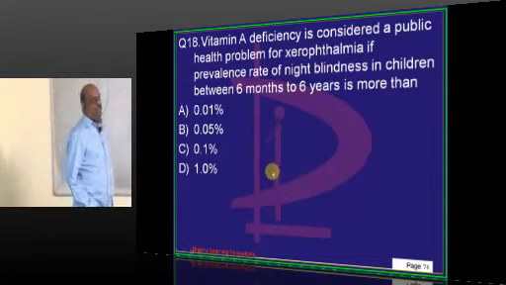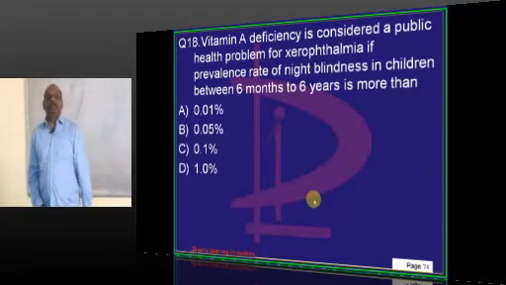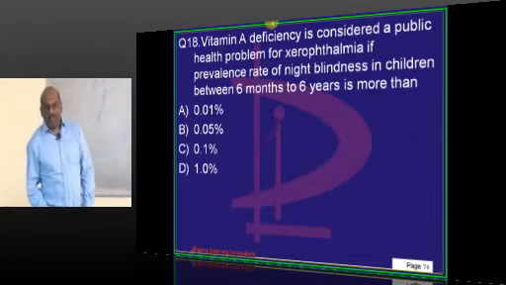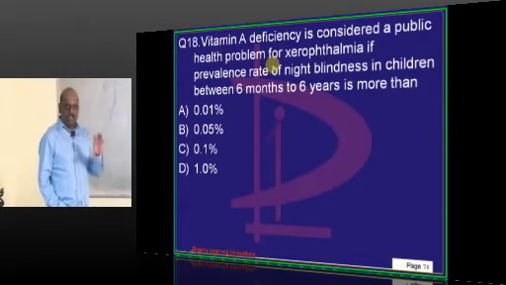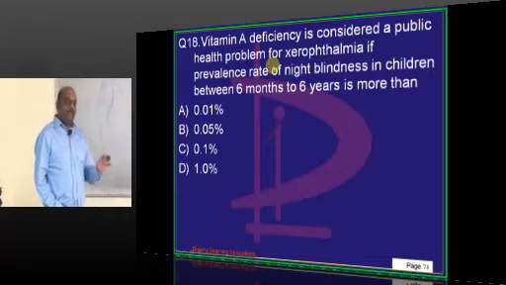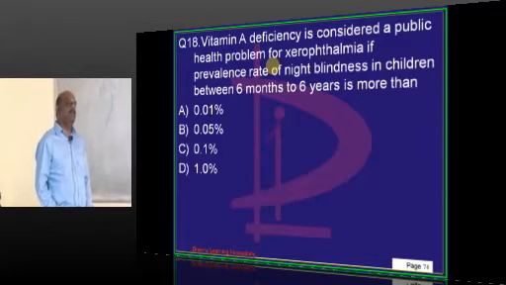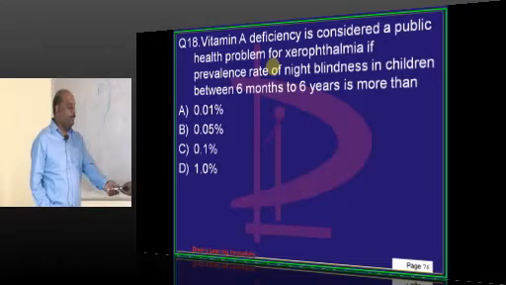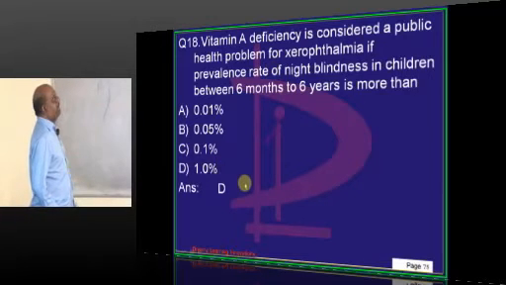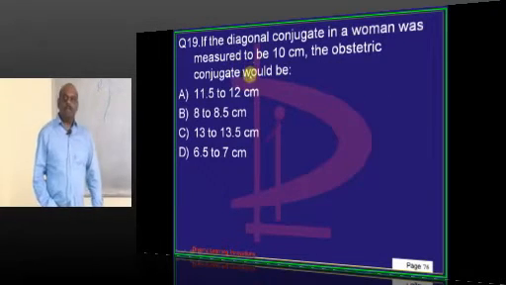Vitamin A deficiency: when will you call it a public health problem? This is also another favorite question. Xerophthalmia, what percentage you call it as what level of problem, you must be very sure. So 1% you basically call it.